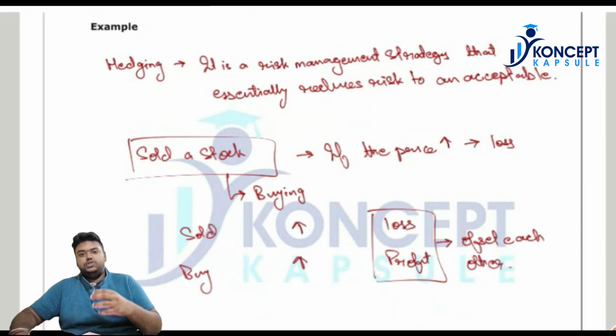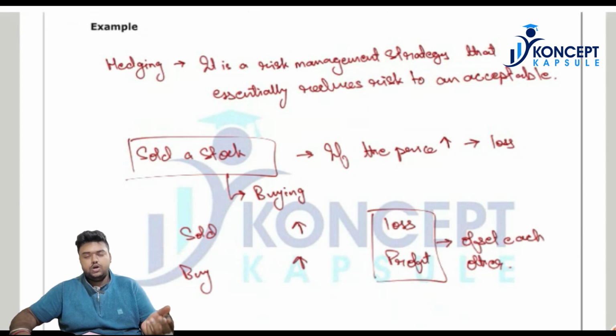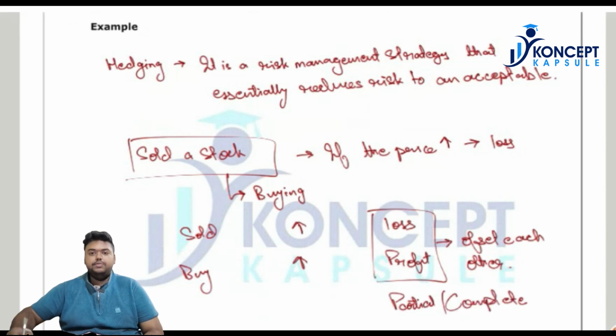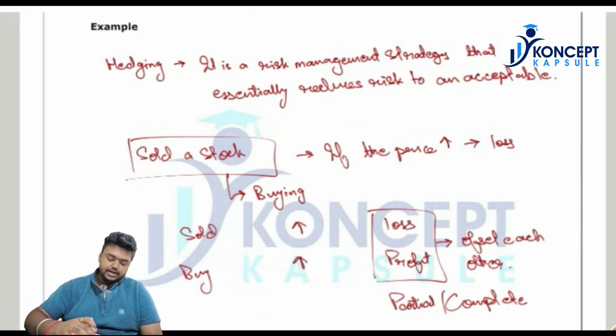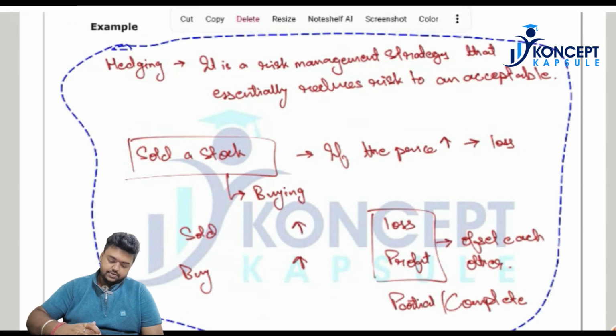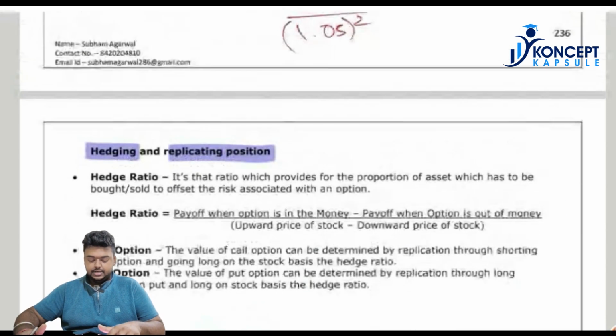And now the number of stock he will buy in order to offset his position of stock being sold depends upon the kind of hedging he wants to do. Either it can be partial or it can be complete. Okay, so this is a brief description about hedging. Now we will understand hedging in the context of options. Okay guys, now let us read it in the context of options.